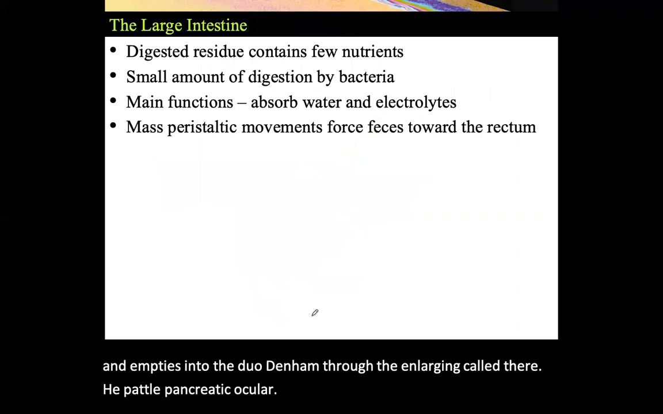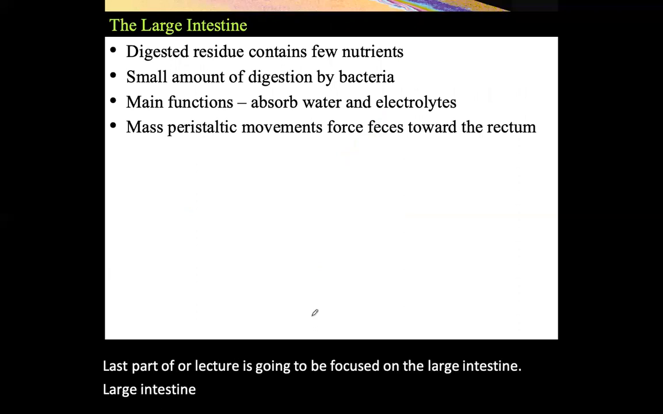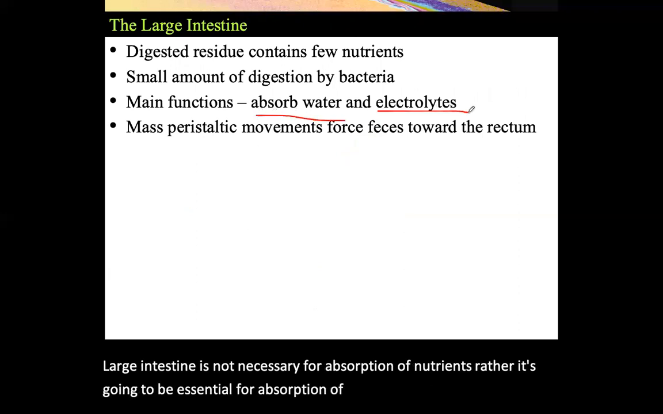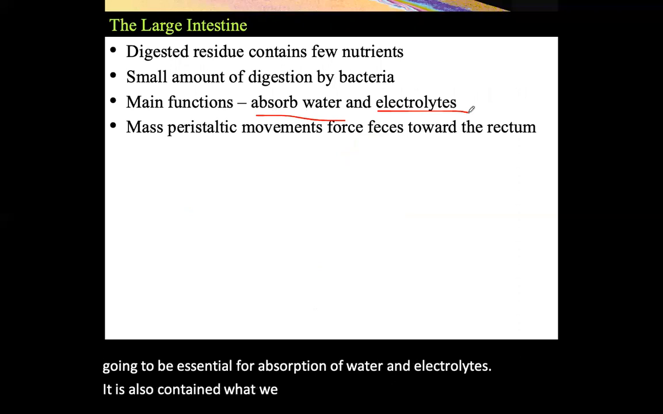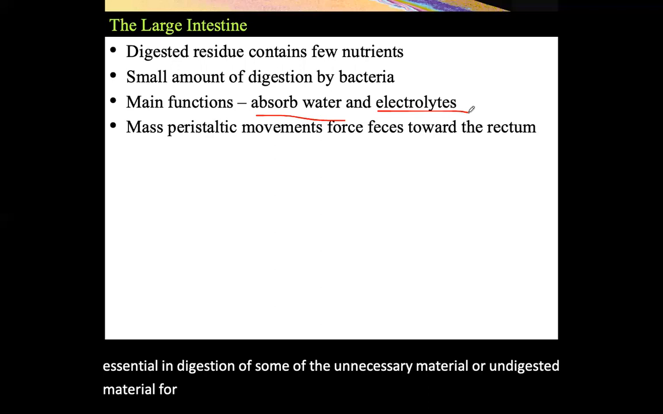The last part of our lecture is going to be focused on the large intestine. The large intestine is not necessary for absorption of nutrients. Rather, it's going to be essential for absorption of water and electrolytes. It also contains what we identify as bacterial flora, which are essential in digestion of some of the unnecessary or undigested material for us. Do remember that these are good bacteria that are helping us with certain components and survival.